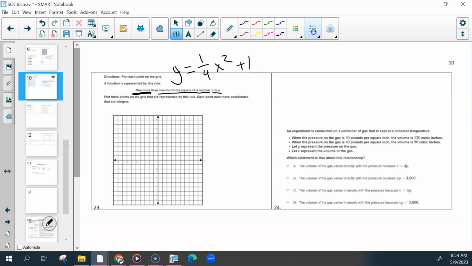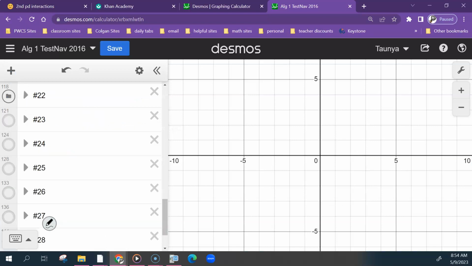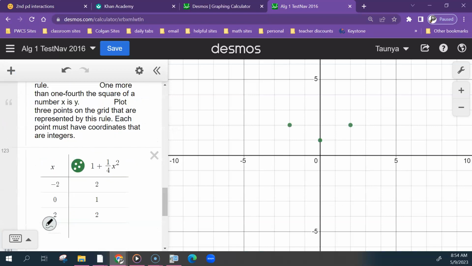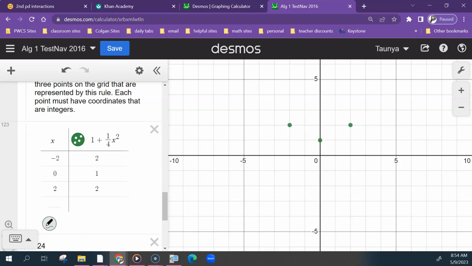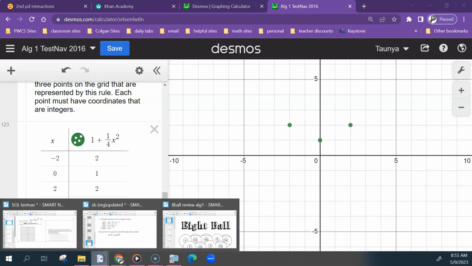And then you have to plot 3 points on the grid that represent this. So again, you could start putting in values to see what works. Or you could put this in Desmos, look at either the graph or the table, and start plotting points. It says the coordinates have to be integers, so they can't be fractions, decimals, anything like that. If I put this in the table, it gives you 5 values anyway. I just chose 3 of those. You could have chosen any 3. So I chose these 3, -2, 2, 0, 1, and 2, 2.